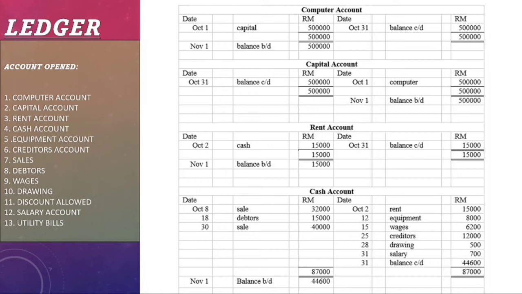For the ledger, the accounts opened are computer account, capital account, rent account, cash account, equipment account, creditor account, sales, debtor and wages, drawing, discount allowed, salary account and utility bills.